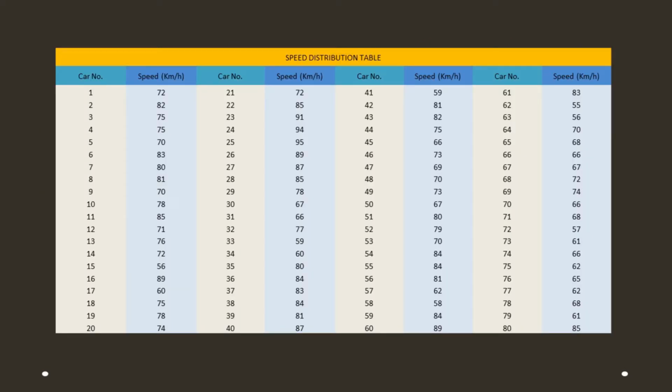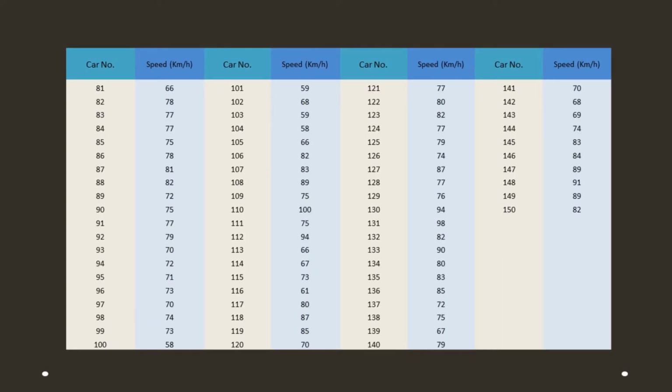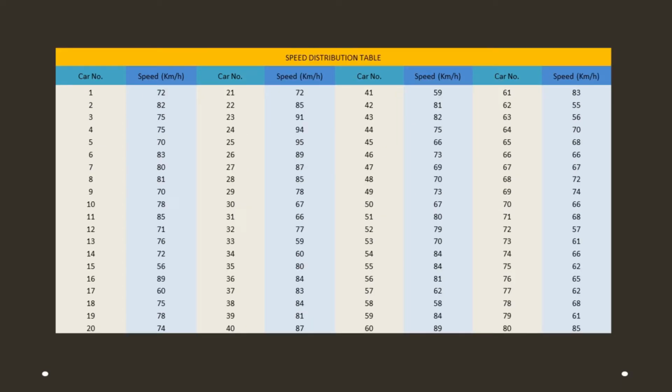For the speed distribution table, the first thing that we need to do is to know the sample size. For our study, we take 150 as our sample size, and the speed distribution table usually consists of car number and also its respective speed. For example, car number 1, the speed is 72 km per hour, car number 2, the speed is 82 km per hour, car number 3, 75 km per hour, and the list goes on until the end of your sample size.